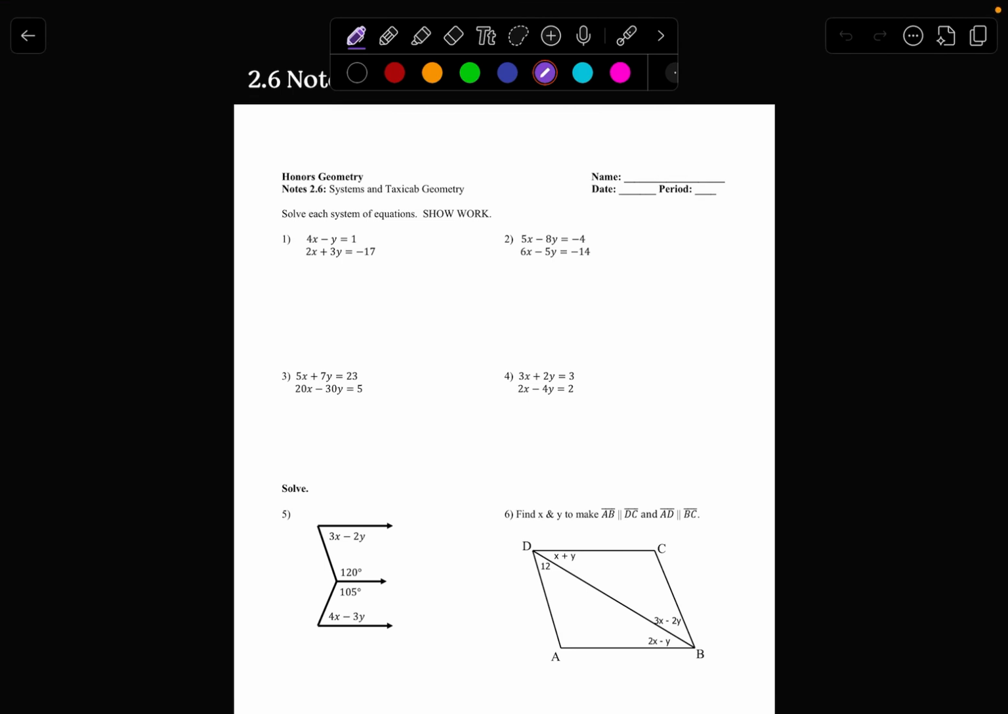Hello everybody, we are going to be covering our Honors Geometry 2.6 notes today. These are the last set of notes for Unit 2, and we're going to be reviewing solving systems of equations in two variables, and we are also going to be learning a new type of geometry today called Taxicab geometry. We don't do a whole lot with Taxicab geometry, but it is kind of cool to see geometry in a slightly different way than what you're used to seeing, and so we're going to introduce Taxicab geometry today.